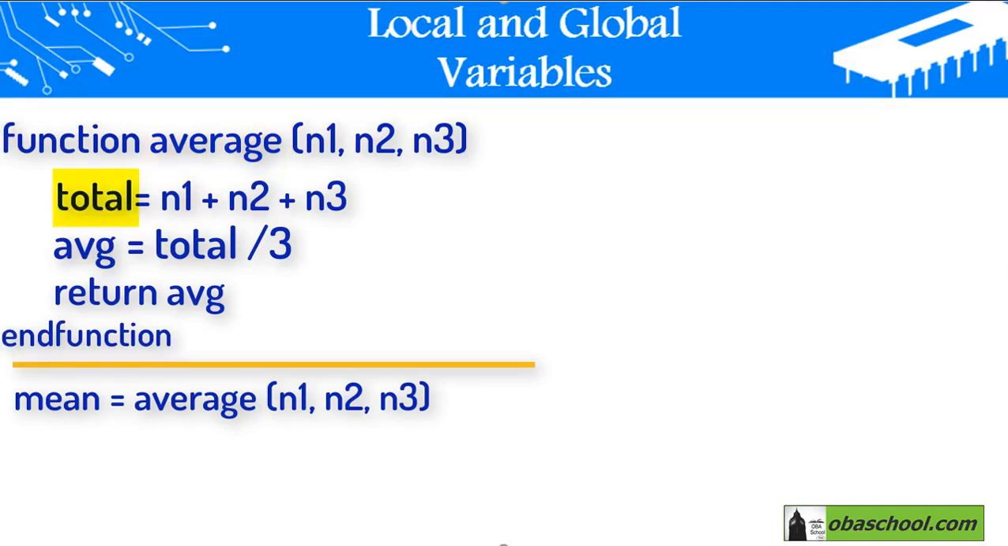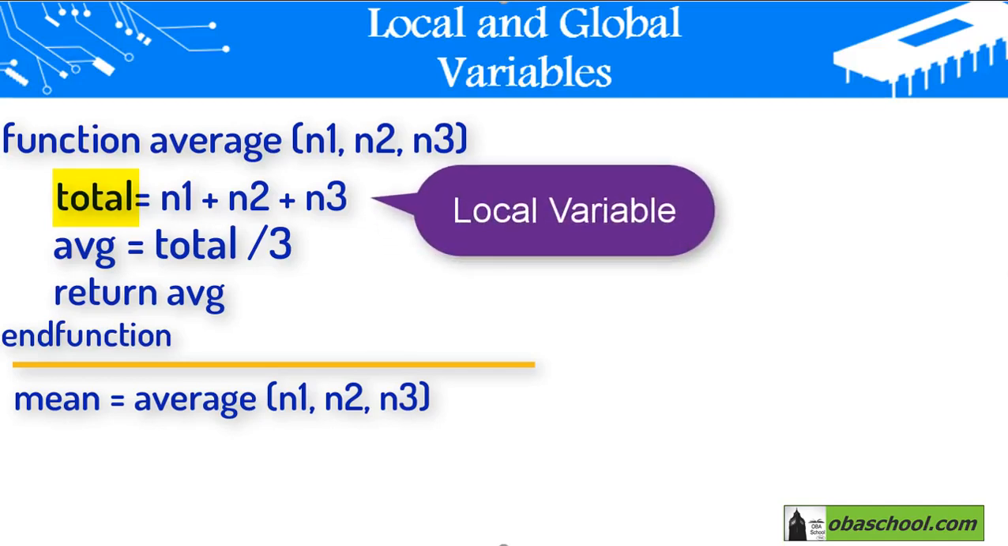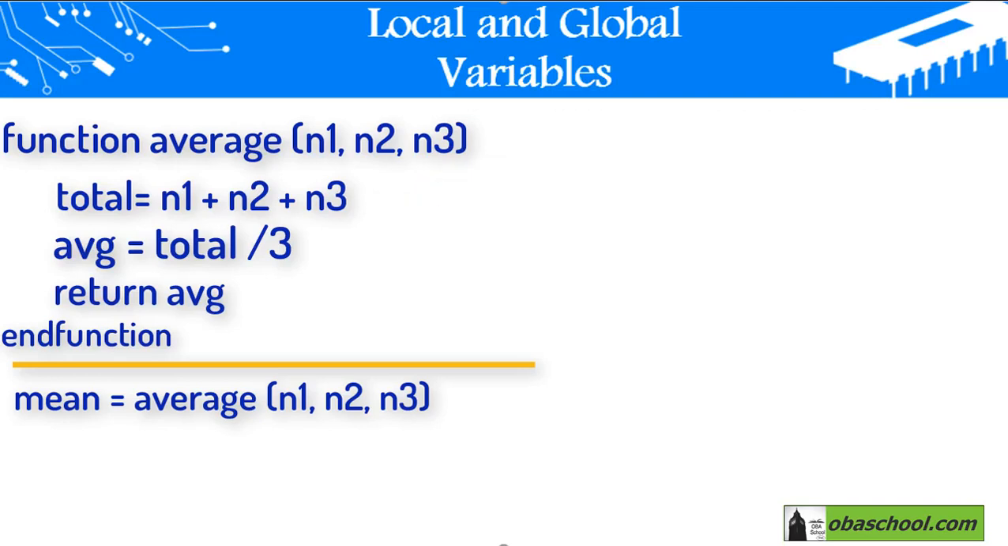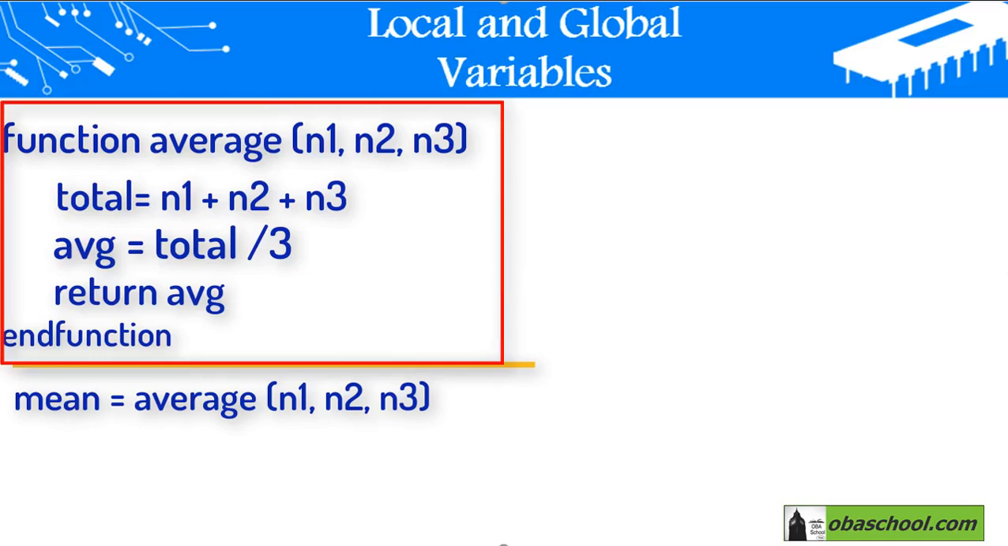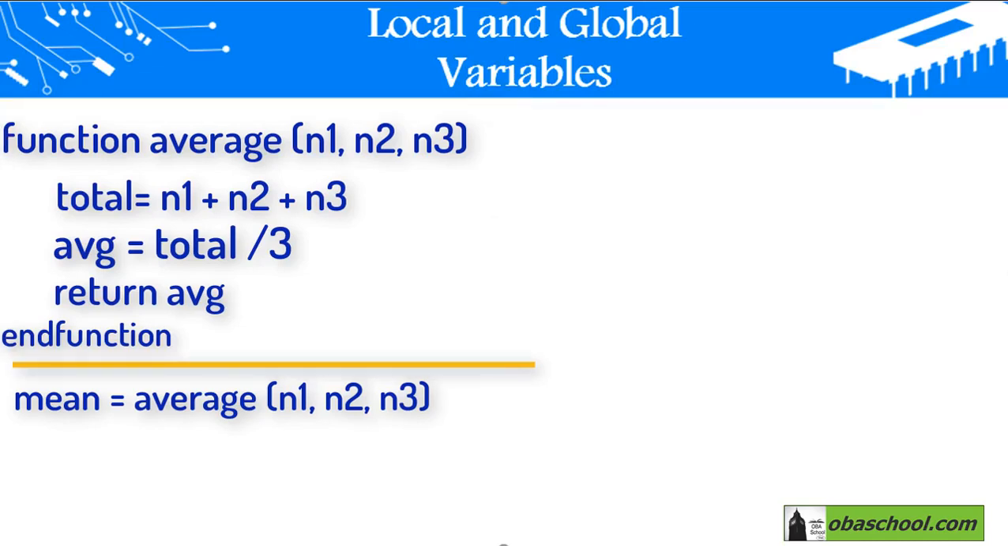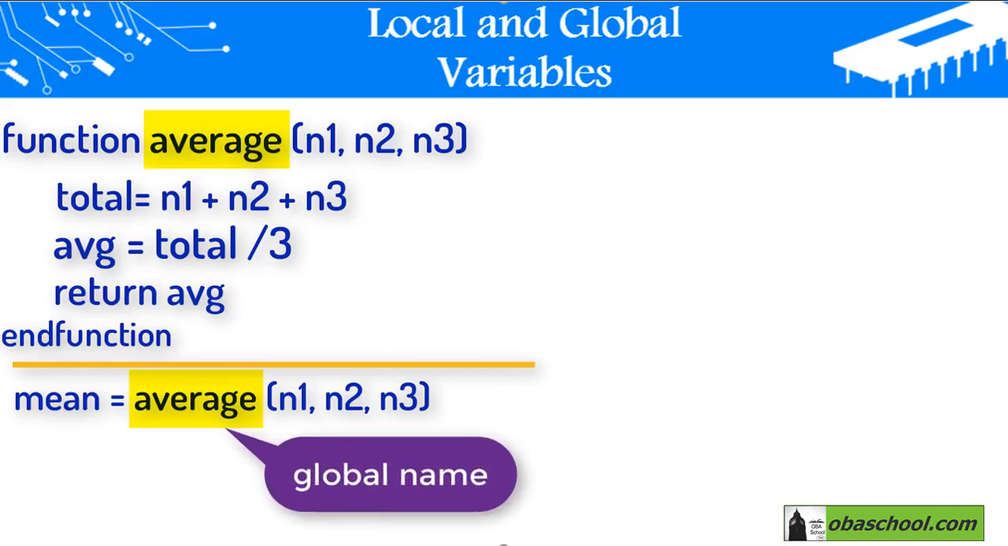The variable total in the function is a local variable inside the function average. If you try to print it outside the function, suppose we print it in the program, we will get an error message, since the local variable only stands in the function or the procedure. We can call the function and the procedure using their global names in the program.